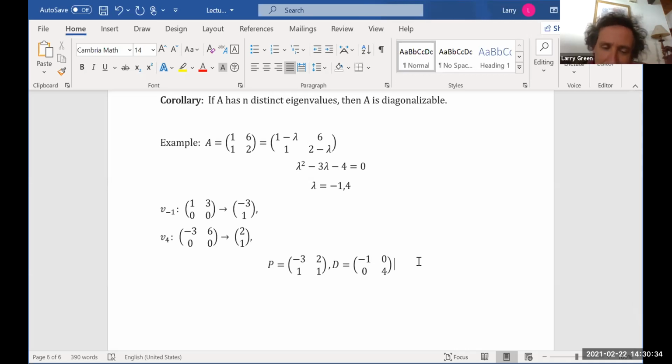Because sometimes you look at this and you say, okay, all I really care about is D. That happens a lot because D will tell you what's going on, in the real world I'm talking about. And so all you need to know is your eigenvalues, and then you know what your D is.